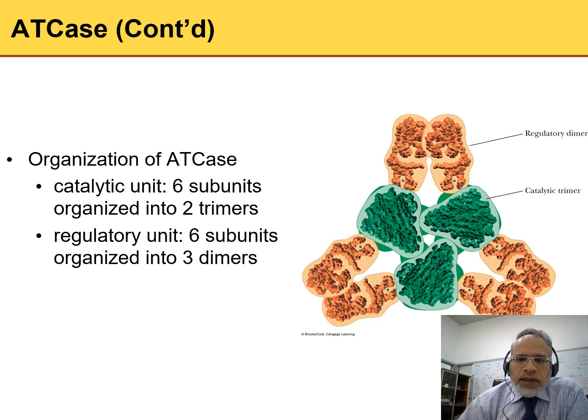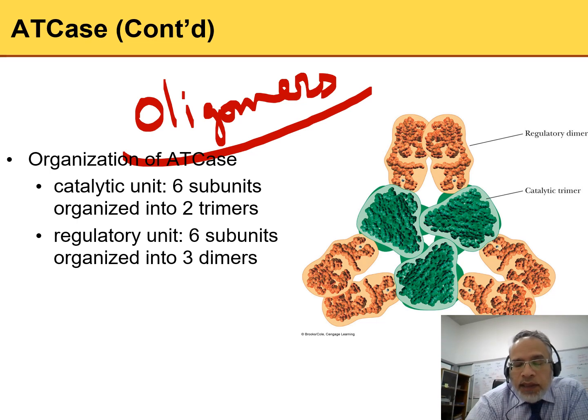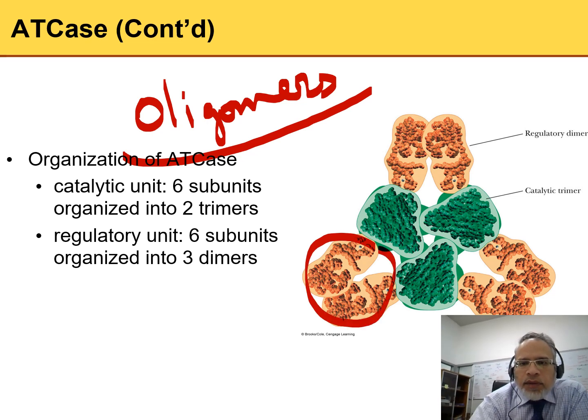Okay, so this is just showing you the structure of ATCase. ATCase is an oligomer, right? And we talked about this, that it is an oligomer. It has many subunits, and we said any enzyme which is regulated by allosteric regulation has to be an oligomer. So you find it has 12 plus 18, so it's pretty big. It's got 6 subunits. So you have 3 dimers. So you have dimer and dimer and dimer.